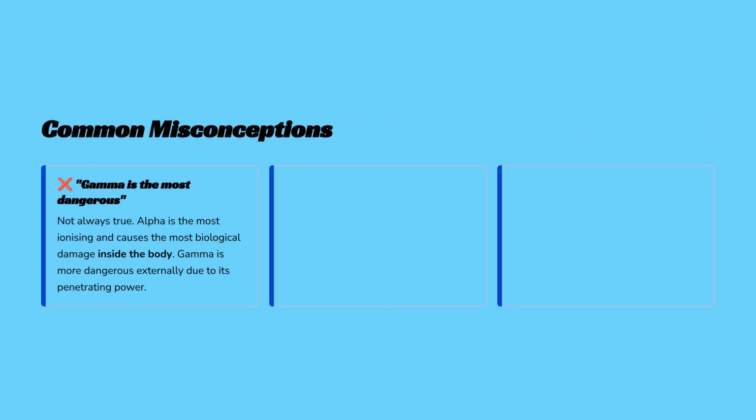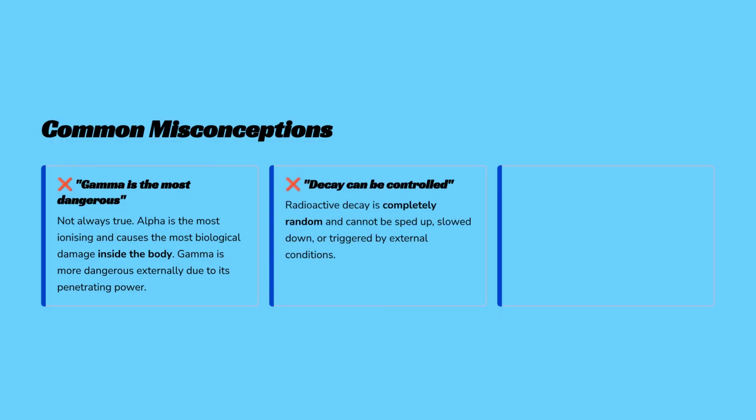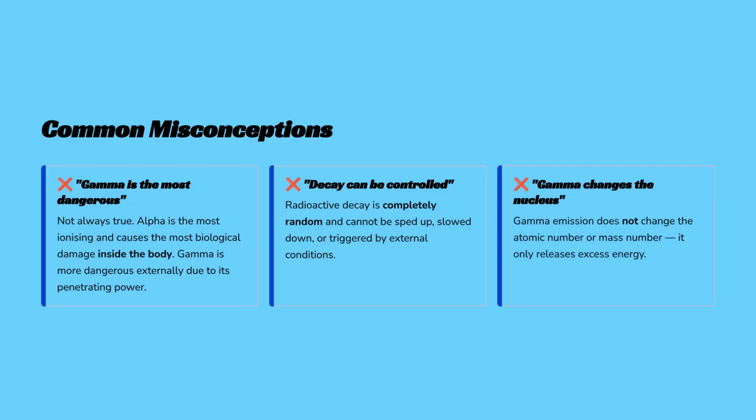First, alpha is most ionizing, not gamma. Second, decay is entirely random and cannot be controlled by external conditions. And third, gamma emission does not change the nucleus. It only releases excess energy.